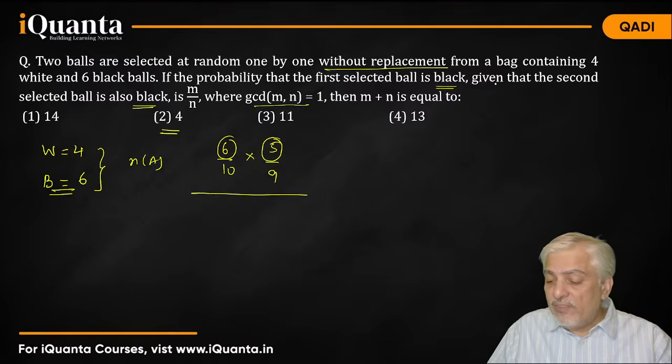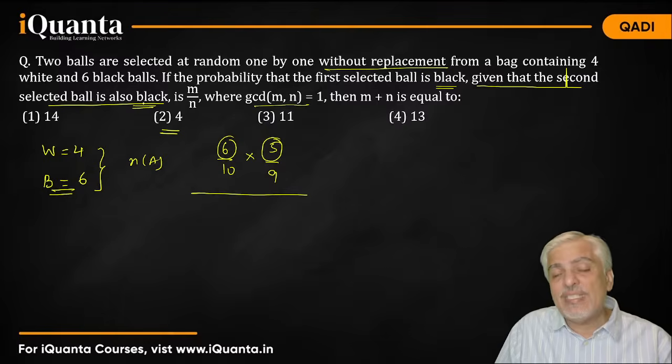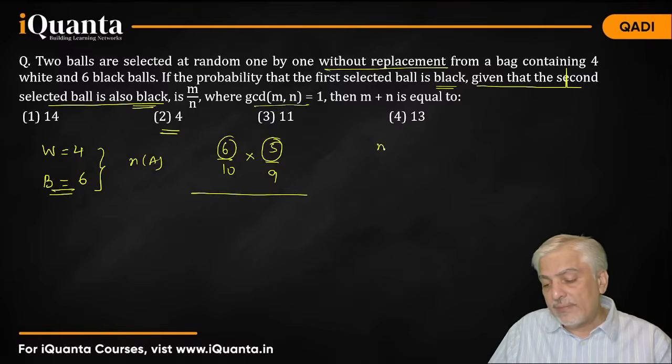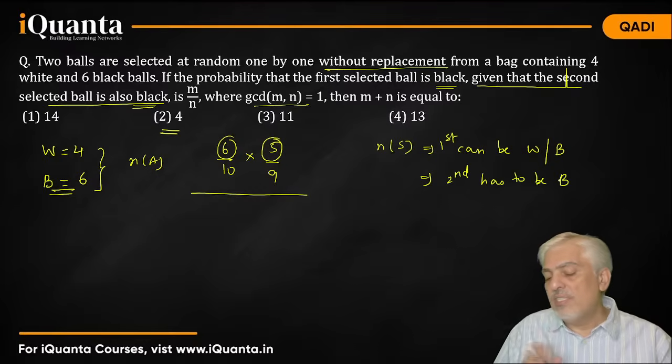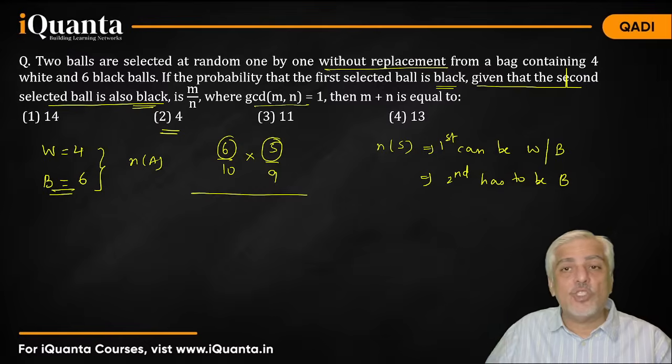Now, given that the second ball is also black. Now, this is a very, very important part. Given that the second ball is black, that means even within the sample space, the first can be white or black, but the second has to be black. That's very, very important.